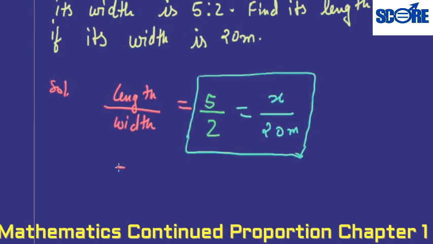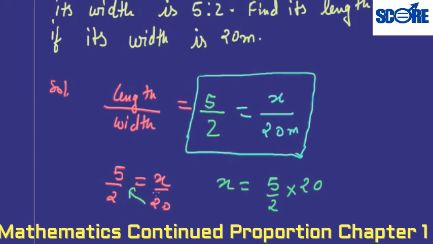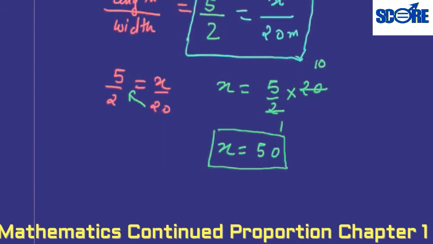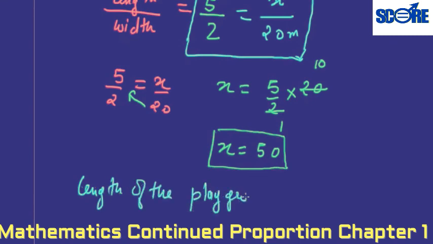Now we can simplify it. 5 upon 2 is equal to X upon 20 will give X is equal to 5 upon 2 into 20. What I have done is I have taken 20 on the other side since it is getting divided by X. So when I take it on the opposite side of the equals to, it will get multiplied by 5 upon 2. So 2 will cancel 20 10 times. So X will be equal to 50. Now what is X? We have assumed X as the length of the playground. So it will be equal to 50 meter.